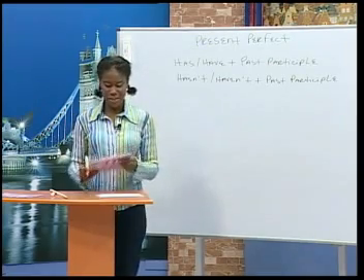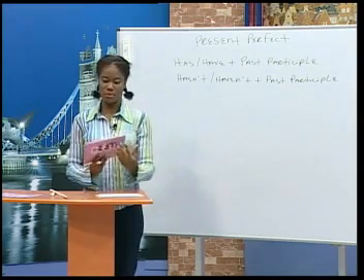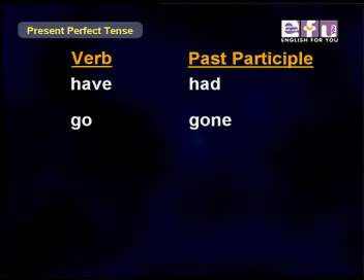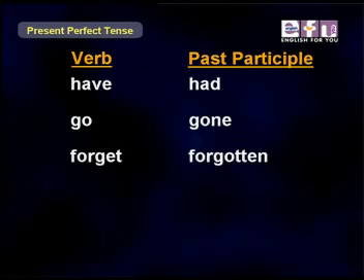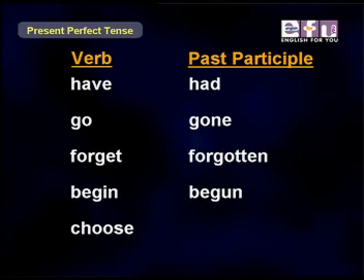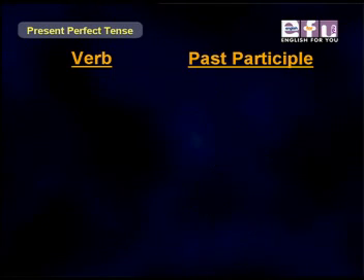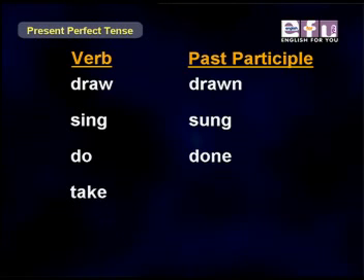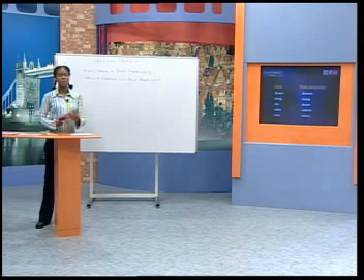Okay, there are also many irregular forms of the past participle. Let's look at this chart. Have, past participle, had. Go, gone. Forgot, forgotten. Begin, begun. Choose, chosen. Next, draw, drawn. Sing, sung. Do, done. Take, taken. See, seen. Okay, more examples.